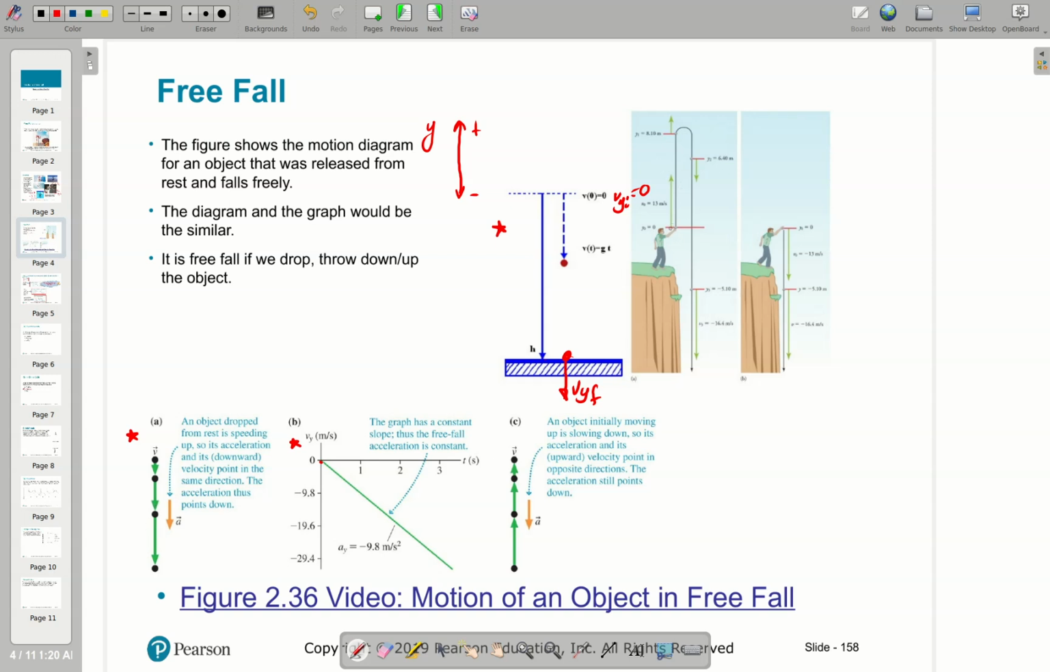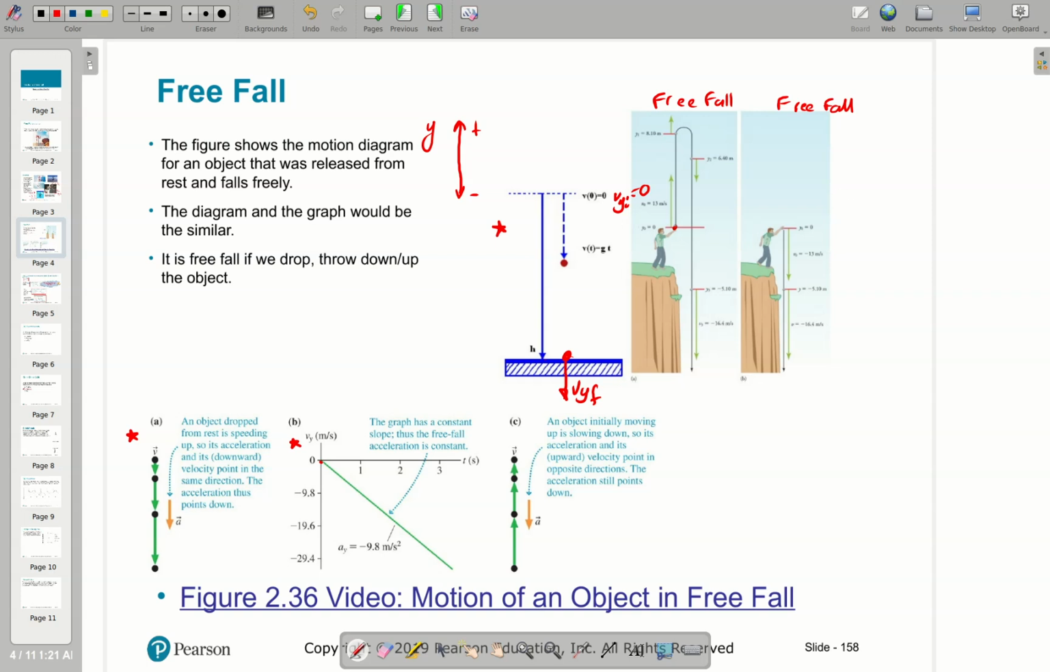If I throw something upward, it is also called free fall. We all know by experience that it will go up a little bit and come back down. If I throw something downward, it is also called free fall. They all will have motion in gravity. So any motion that is only in the gravitational field, with gravitational acceleration, is called free fall.